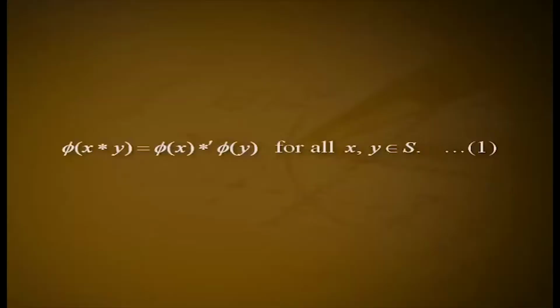Definition: let (S, *) and (S', *') be binary algebraic structures. An isomorphism of S with S' is a one-to-one function phi mapping S onto S' such that phi(x * y) = phi(x) *' phi(y) for all x, y belonging to S. Property 1. If such a map phi exists, then S and S' are isomorphic binary structures, which we denote as follows. Property 1 is called the homomorphism property.